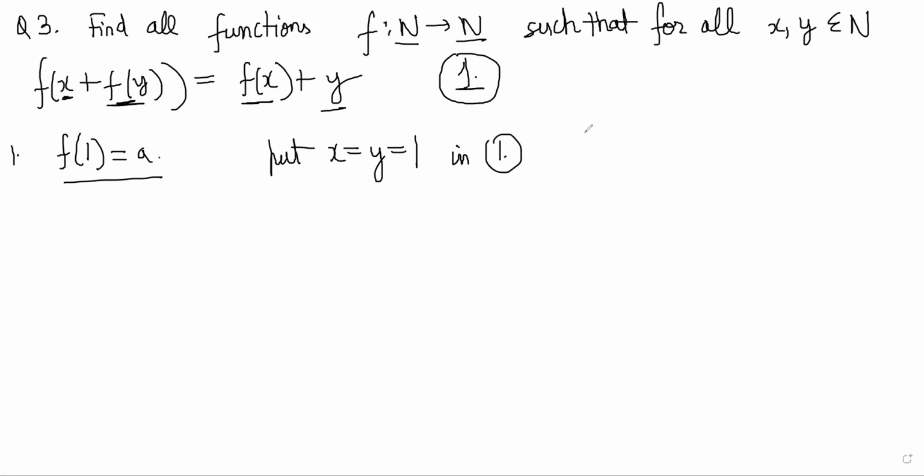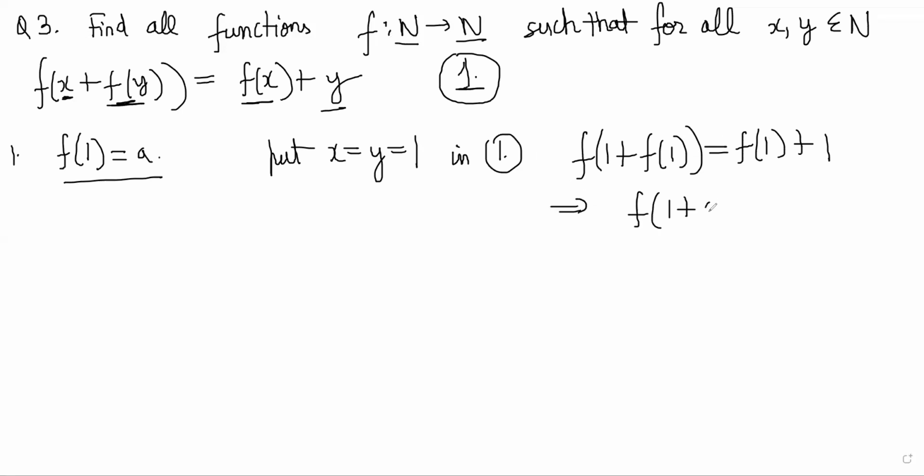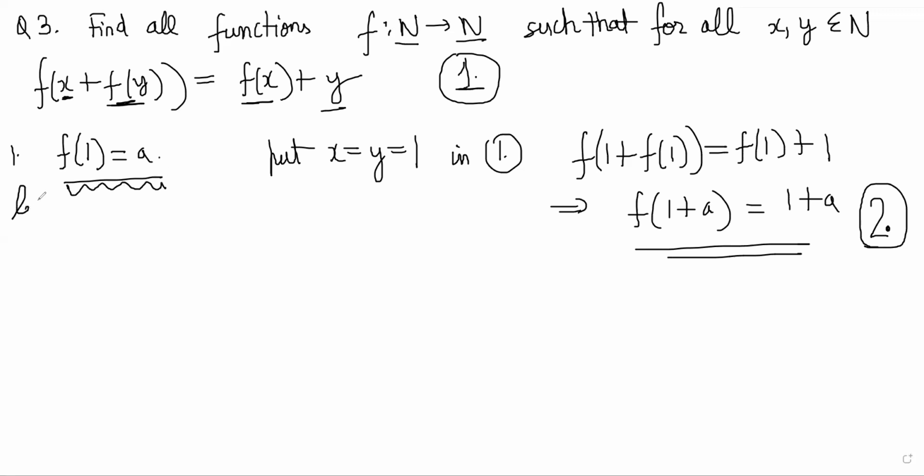If you do that, you will get f of 1 plus f of 1 is equal to f of 1 plus 1, right? So that means this can be written as f of 1 plus a is equal to 1 plus a. This becomes our second result. There will be many results in this question, so keep track of them. Because we are using f of 1 is equal to a, we have said let f of 1 be equal to a. We are using that to get the second result, right?